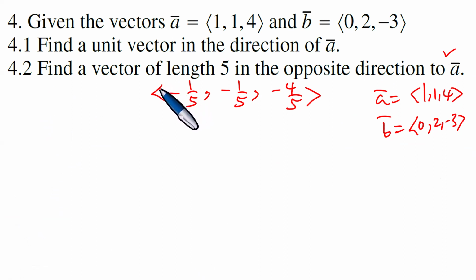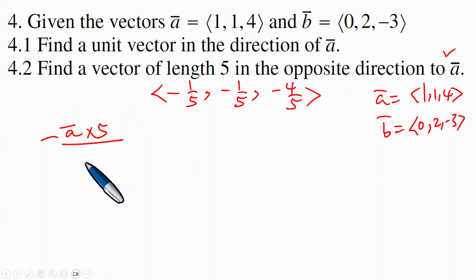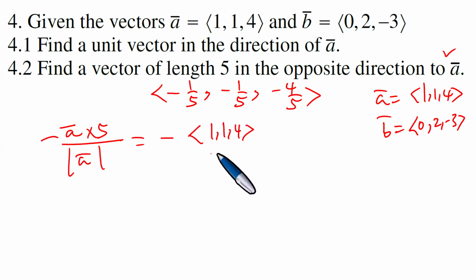So a vector in the opposite direction to A would be the vector -A, but it is actually a vector of length 5. So you multiply it by 5. Also, because it is a vector in the direction of A, you can take a unit vector, meaning we have minus the vector A, which is (1, 1, 4), divided by the length of the vector A, and then you have a 5 here.